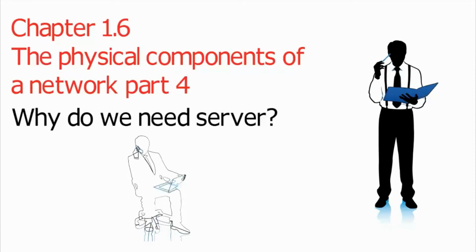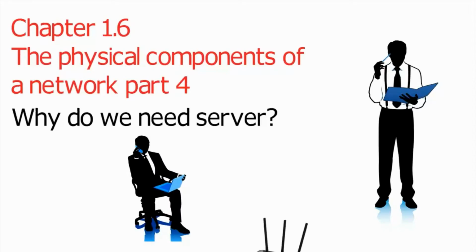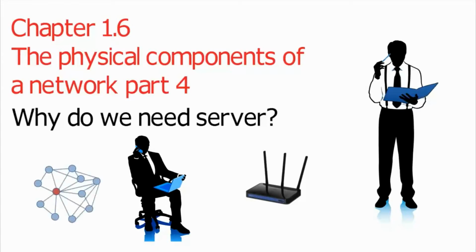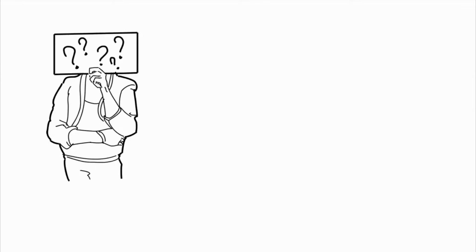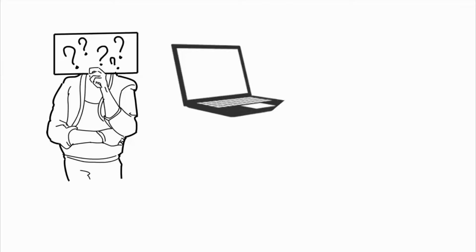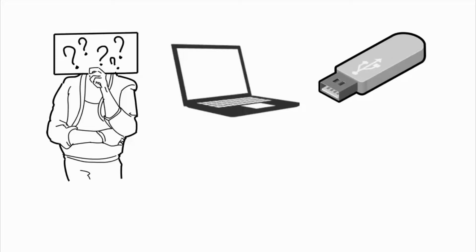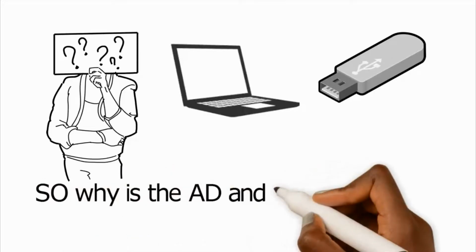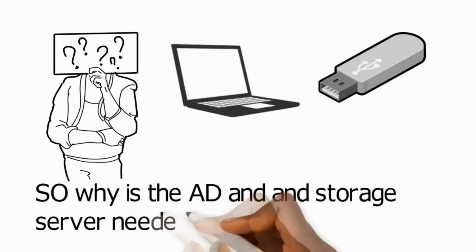So we obviously know why we need routers. I think it's pretty plain and simple. It gives us direction to places on our network and the internet. But why do we need servers in an enterprise network? I mean, at home I do just fine saving my data locally on my laptop, right? And I even have a small external hard drive to back up my data. So why is the AD and storage server needed in an enterprise network?